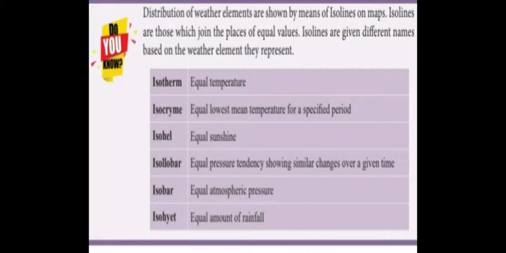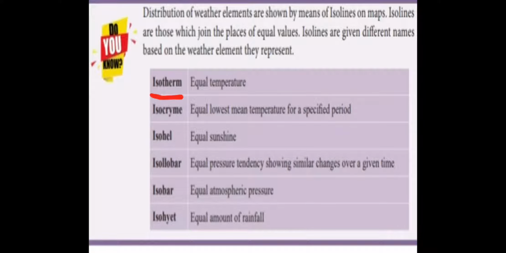Okay, next, coming to page number 97 in your book, just to know about insolation. Distribution of weather elements is shown by means of isolines on a map. So, distribution of weather on the map will be shown by means of isolines. Isolines are those which join the places of equal values. Isolines are given different names based on the weather elements they represent. What are they?